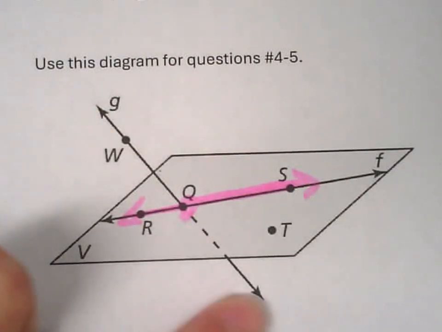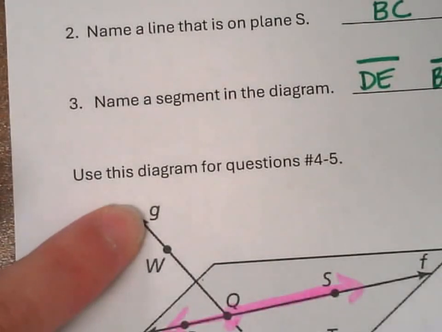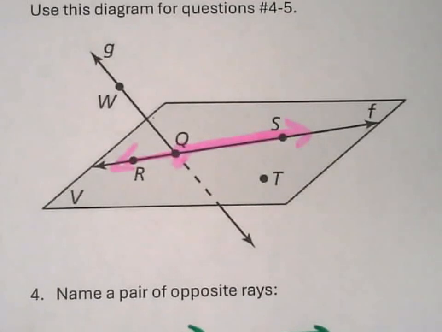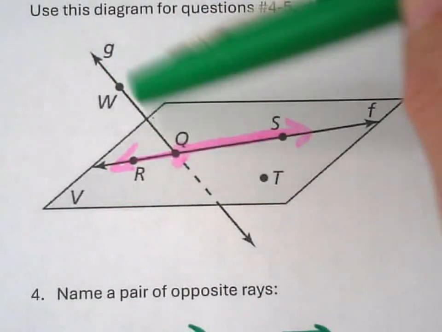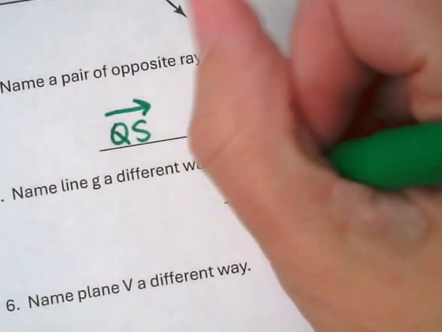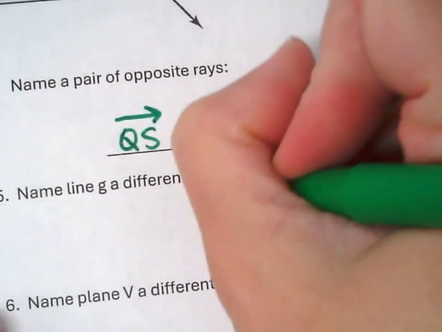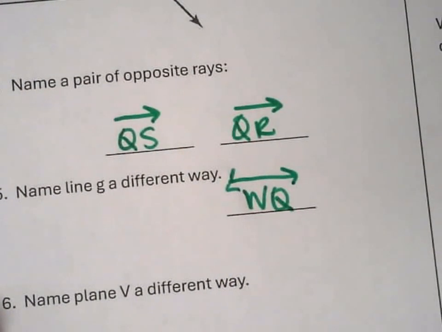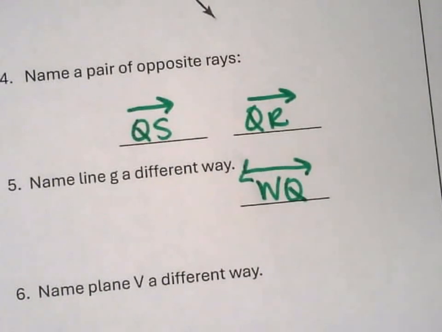Name line G in a different way. In this picture, this is line G. Okay, we're naming line G here with the lowercase letter. It's the letter off to the side. So the other way to name a line is to use two capital letters that are on the line that are points. These are the only 2 points that are on that line, so I have to use W and Q. When I use W and Q, I have to make sure that they're capital. I don't put a comma in between them, and since it's a line, I put arrowheads on both sides. If you didn't put arrowheads, or if you only put one arrowhead, it wasn't right.